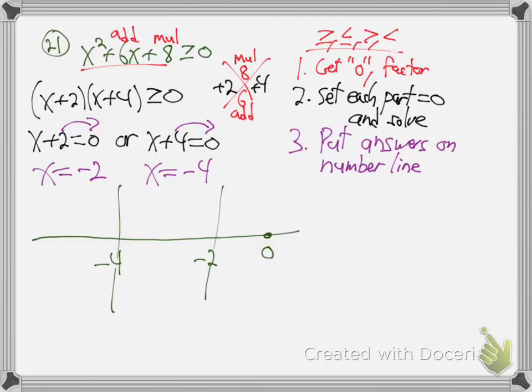And now put the answers on the number line and check x equals 0. We're going to get true, false, true, or false, true, false.